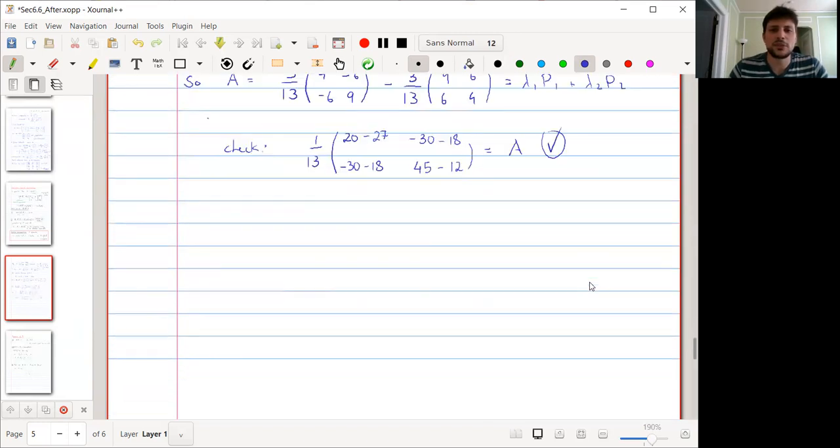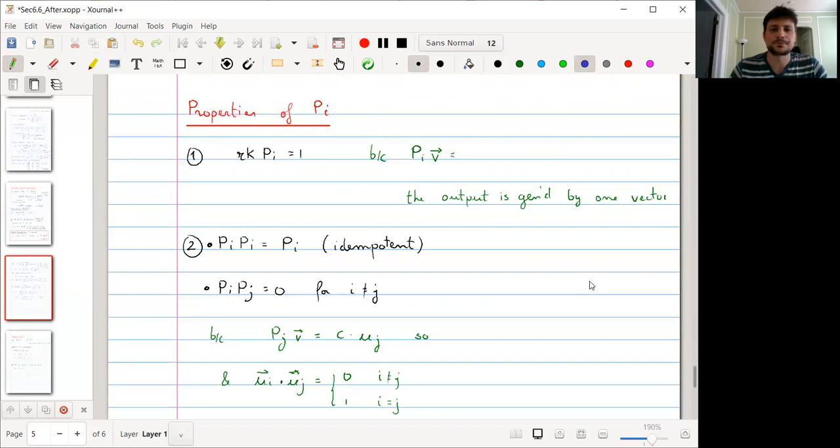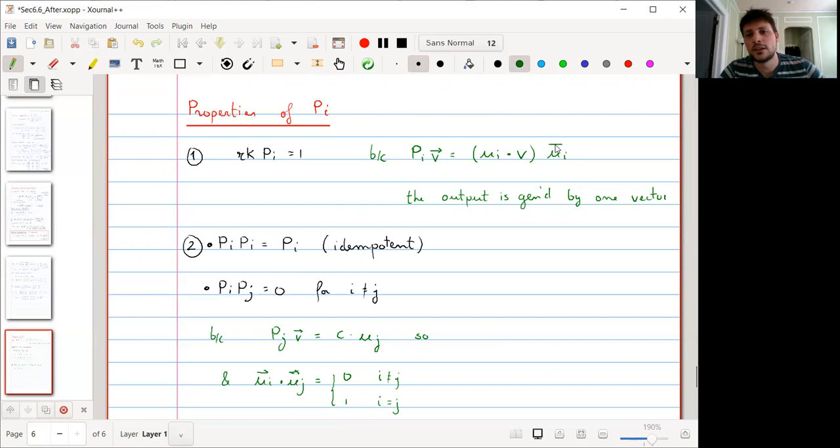Okay, let's have a look at some more properties of these projection matrices. They have an important role, so it's good to think about them for a little bit. The first property is that the rank of these projection matrices is equal to 1. The reason is that if I apply them to a vector, by the computation we did above, I get ui.v times ui. In other words, this is just a constant. So the image of the output of this matrix multiplication is generated by one vector, which means that its column space spans the image, which is just one-dimensional, and so the rank is 1.